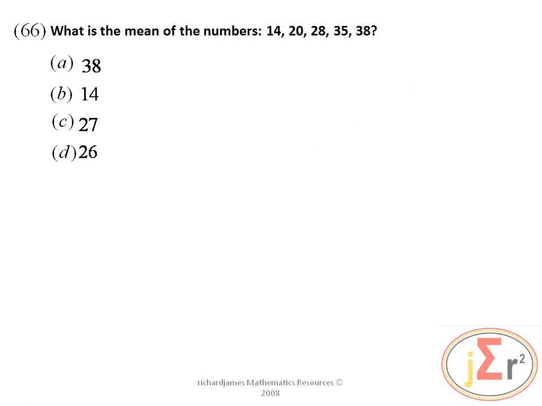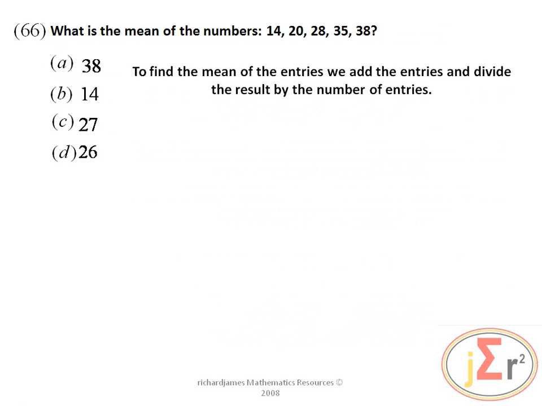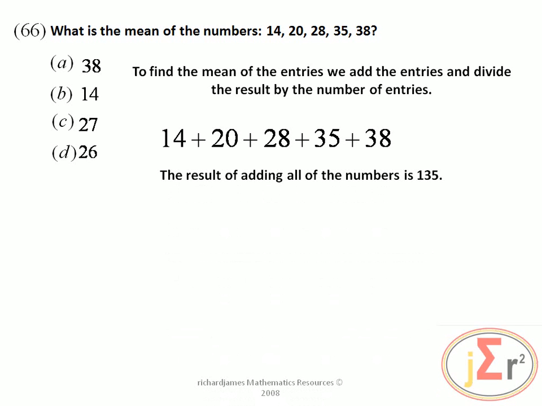What is the mean of the numbers 14, 20, 28, 35, and 38? What is the mean? To find the mean of the entries, we add the entries and divide the result by the number of entries. So there we have the sum of them, and when we add them, the result is 135. So how many entries do we have?